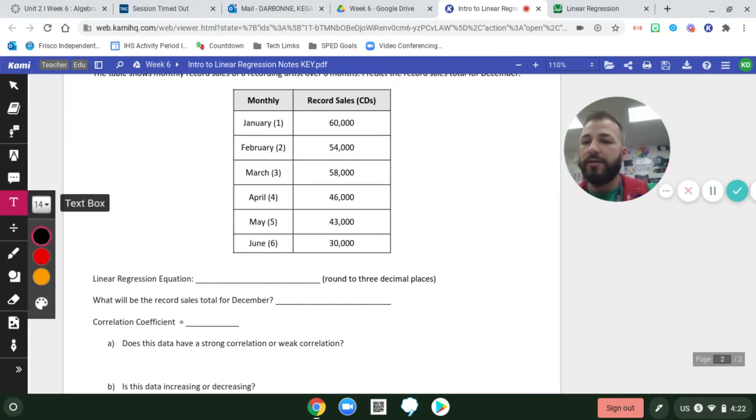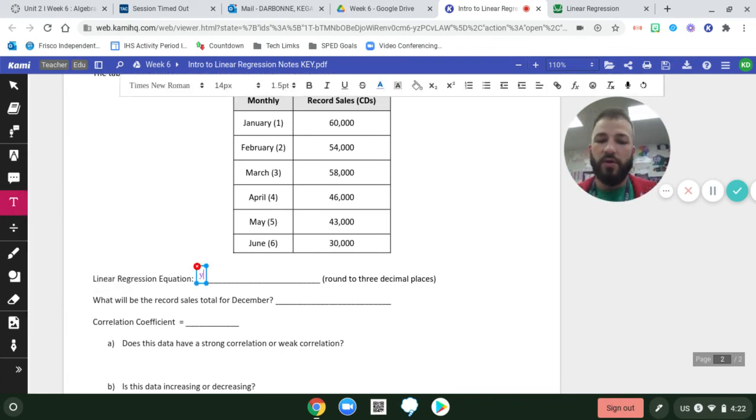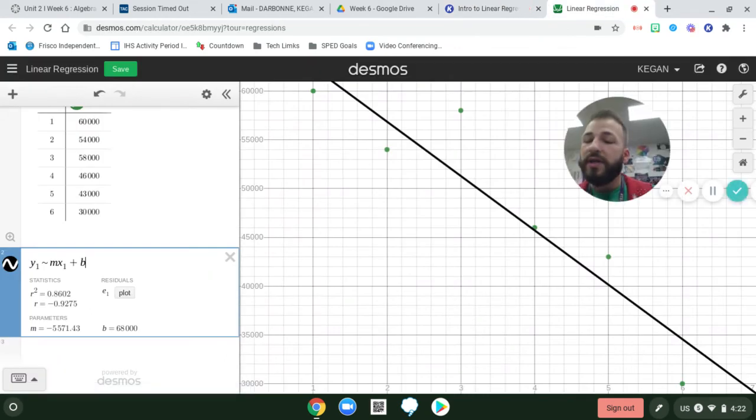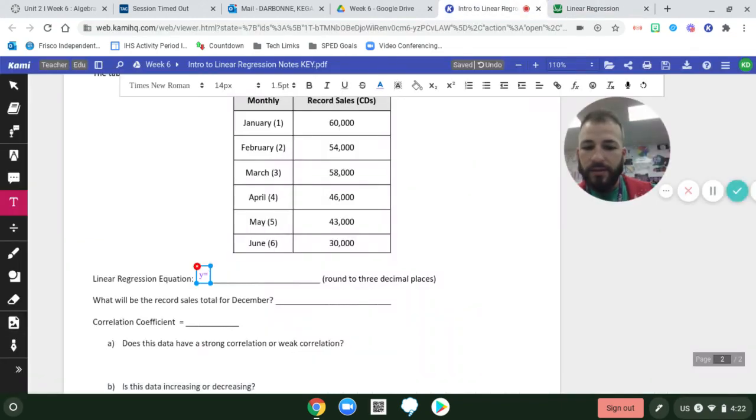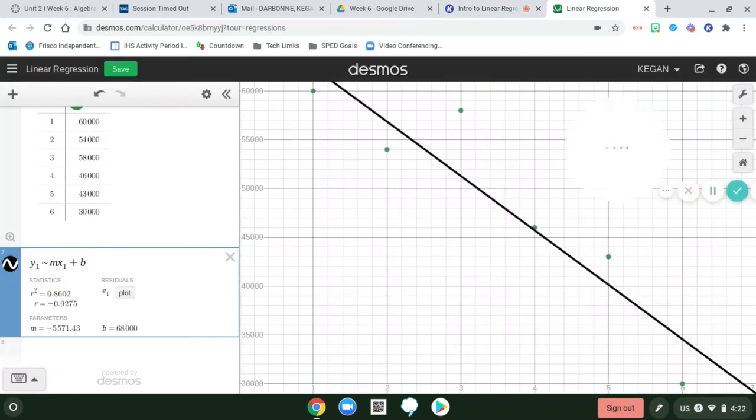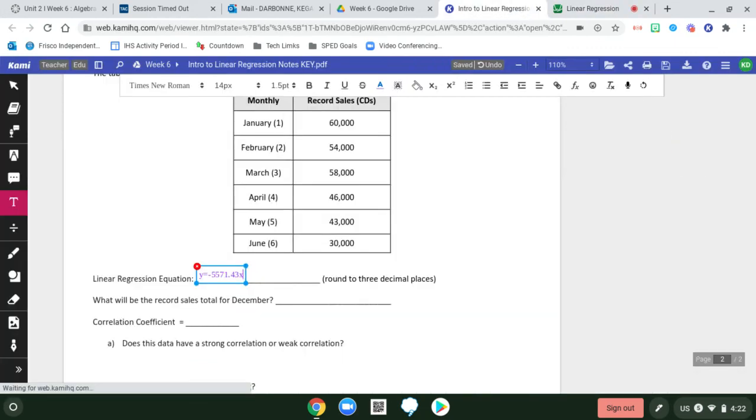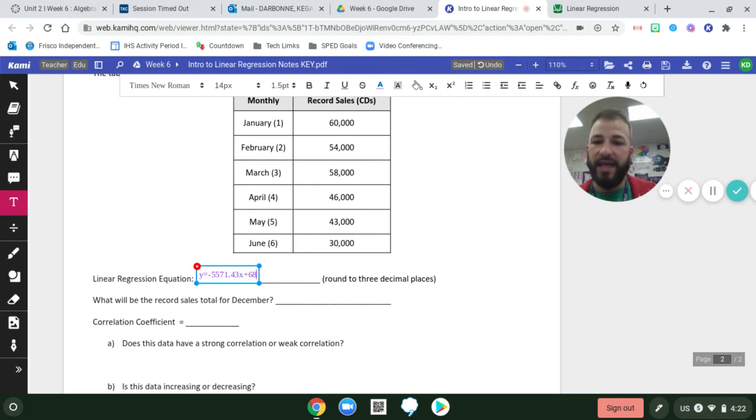Okay, so going over here, our linear regression equation. And this time we're going to type it so it makes it a little easier. So y is equal to, we see our M is negative 5571.43x for our slope. And then our B value is 68,000. So plus 68,000. And we'll add some spaces to make it a little easier to read.